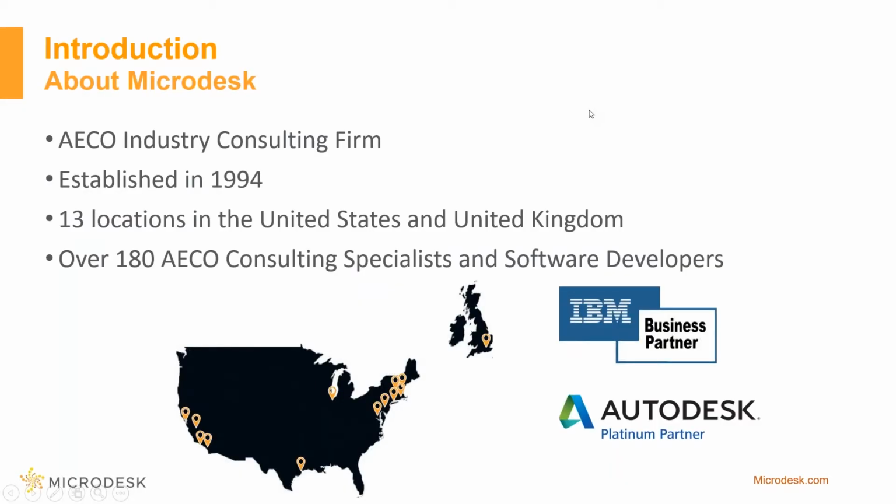Just a brief introduction of what Microdesk is and what we do. We started out as an AECO software consulting firm, and we've moved into more BIM operations. We have 13 locations in the United States and the United Kingdom. We have over 180 AECO consultant specialists dispersed all over the US and some in London. We are an IBM business partner and an Autodesk Platinum partner.